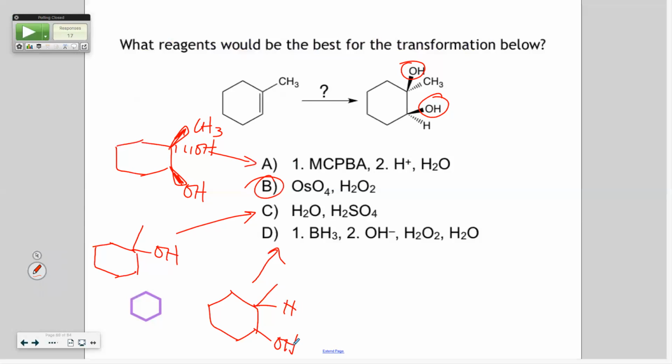Okay, what can you tell me about cis and trans? Same side and opposite side. What kind of addition was it besides anti-Markovnikov? It was also syn. So what adds from the same side? The H and the OH. So that means that this and this are on the same side, and the methyl is on the other side. Okay, so not only is it anti-Markovnikov, but it is syn addition. When you have a ring, it's going to make a difference. Okay, all right, a little review there.